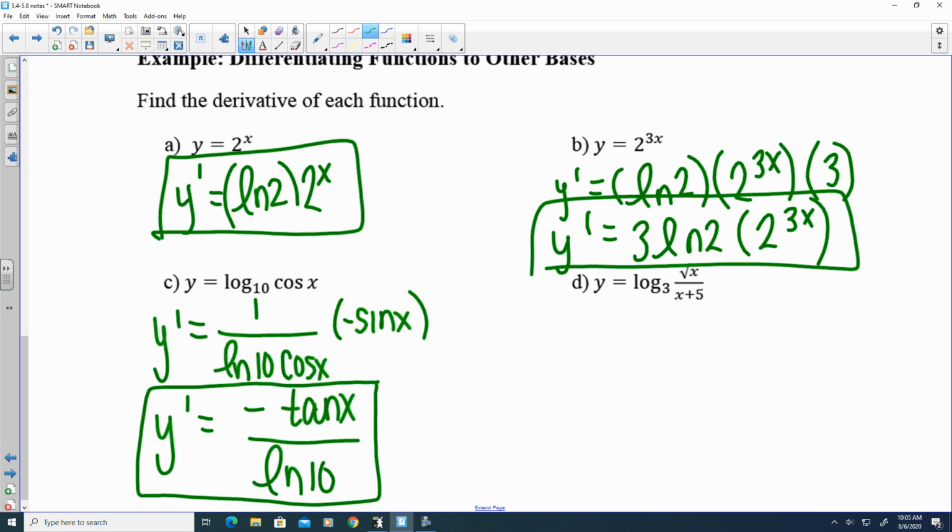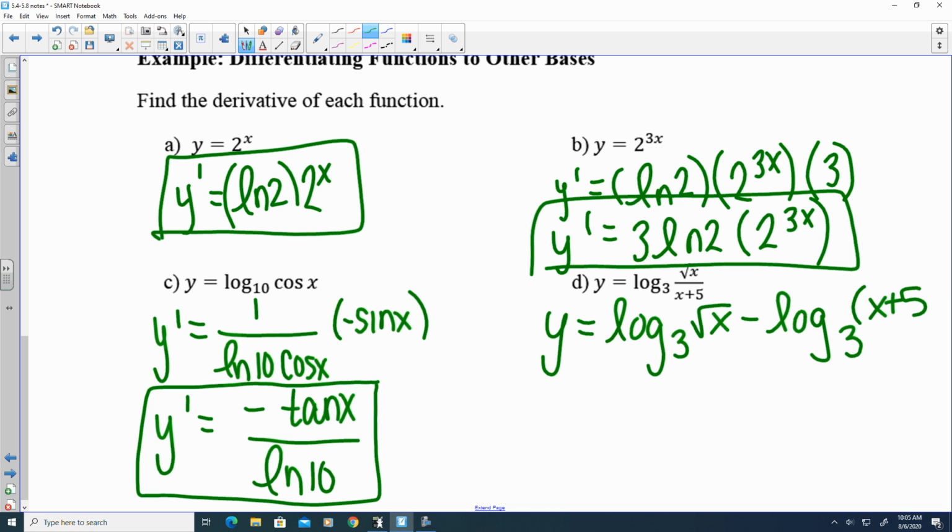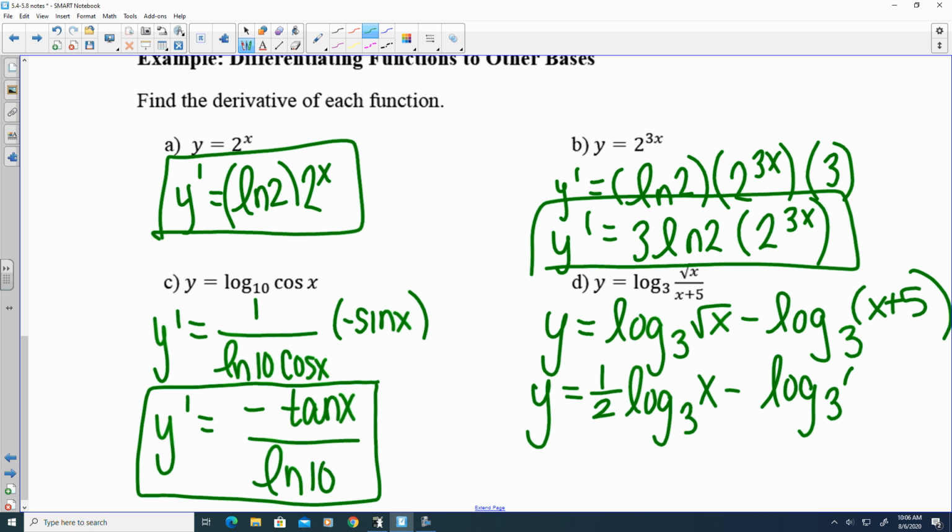Okay, letter D. I am going to use some logarithmic properties to split this up before taking the derivative, because right now it would be a quotient rule, which is not really something I feel like doing inside of the logarithmic derivative properties. So first I'm just going to use my logarithmic properties to split this up. I can bring the 1/2 out to the front from the square root, and then I can take this derivative of each of these terms separately now using property number 4.